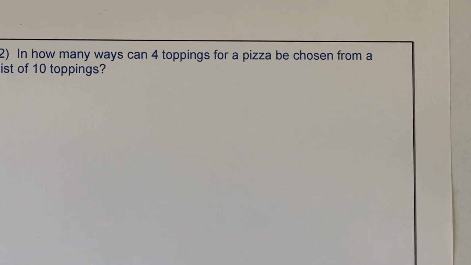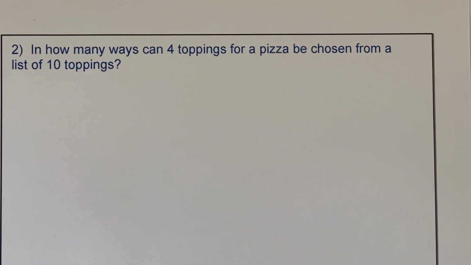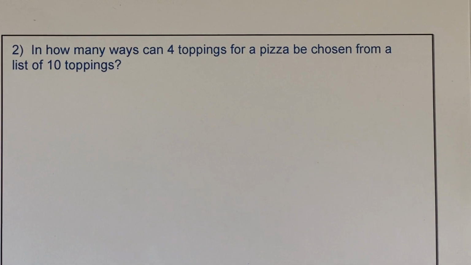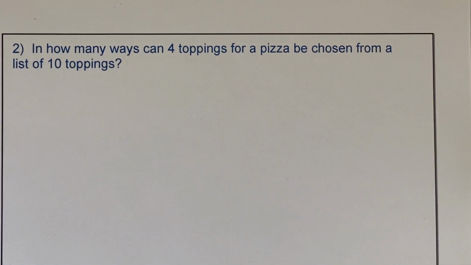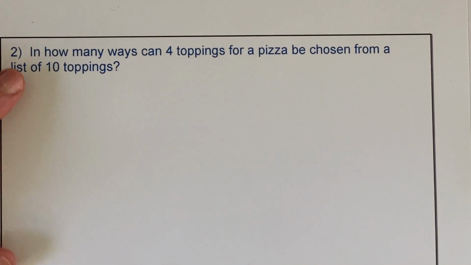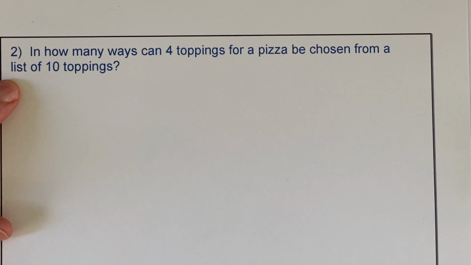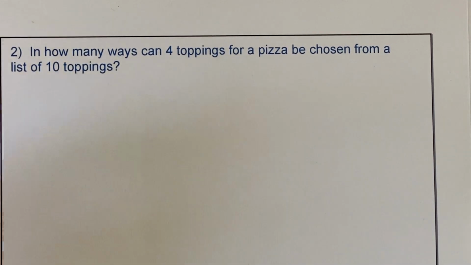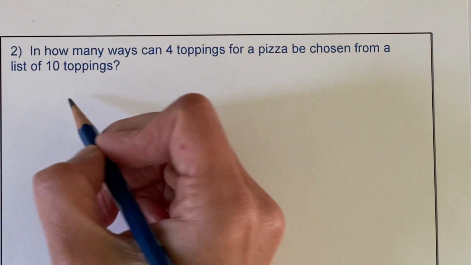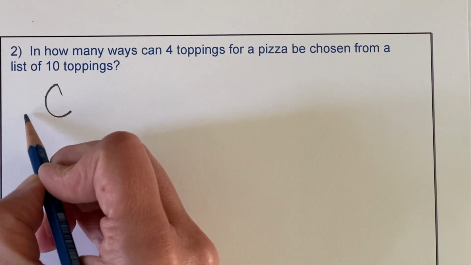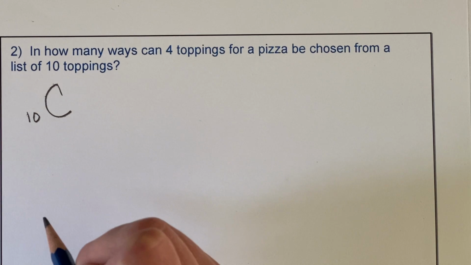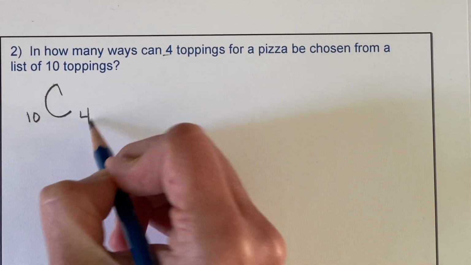Number 2. So notice number 1, we dealt with people. Number 2, we're dealing with food. Here, I'll give you my opinion. When I make a pizza or order a pizza, order really does matter for me as far as what I might like first on my pizza, second on my pizza, third on my pizza, but we're going to pretend here that we're not being picky and order does not matter. So this is a combination. I have 10 toppings to choose from total, and I'm going to choose 4.